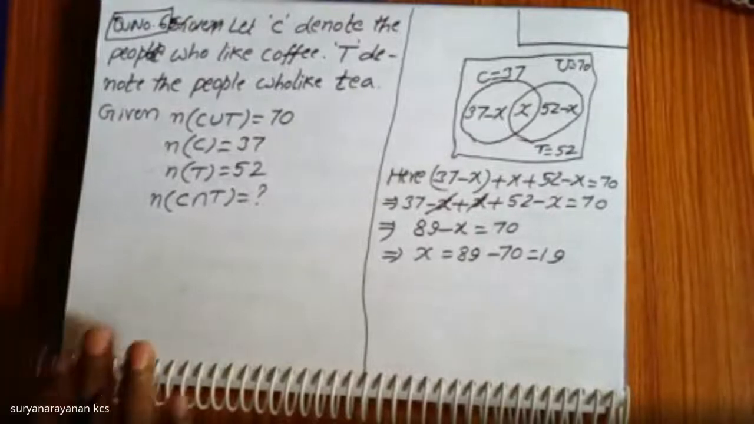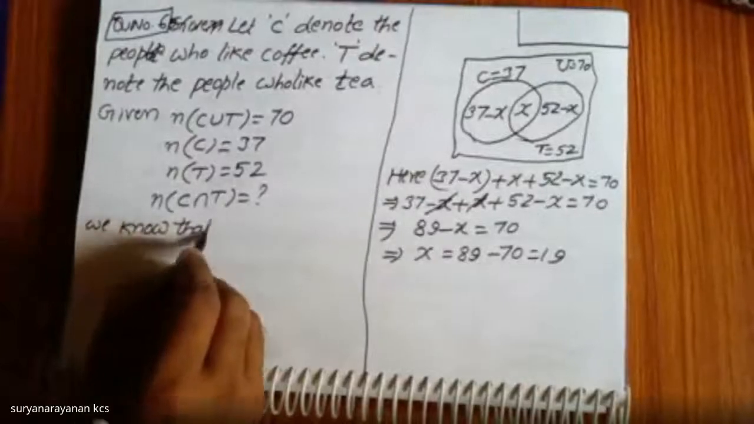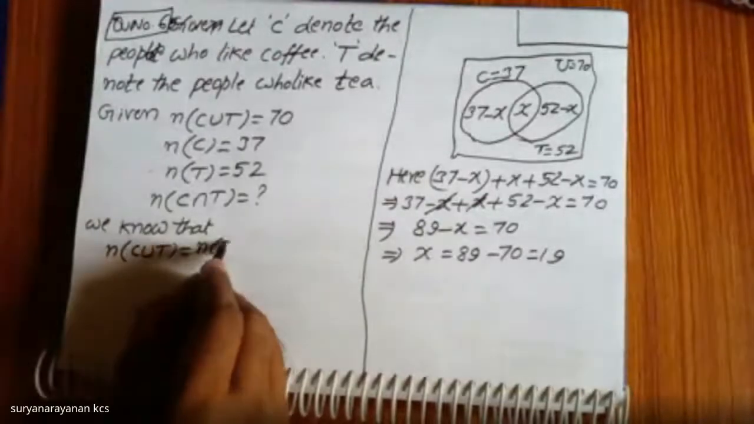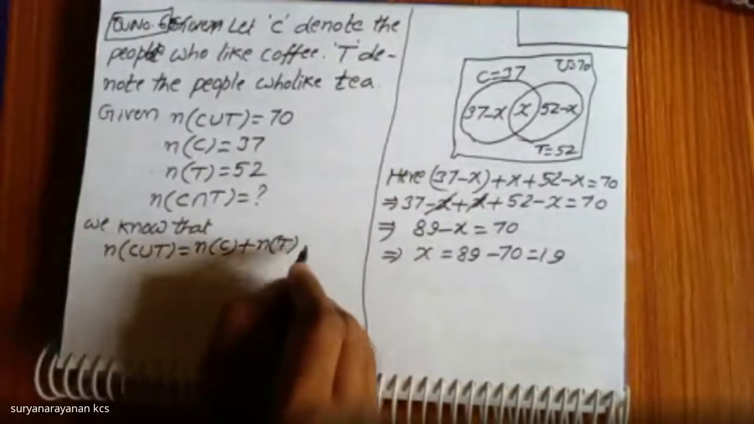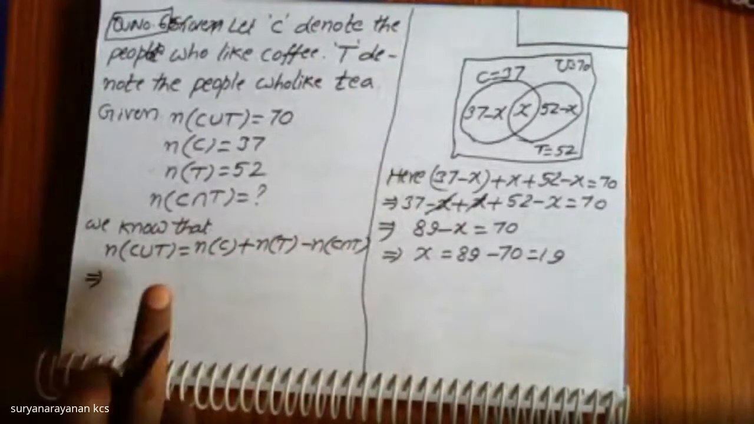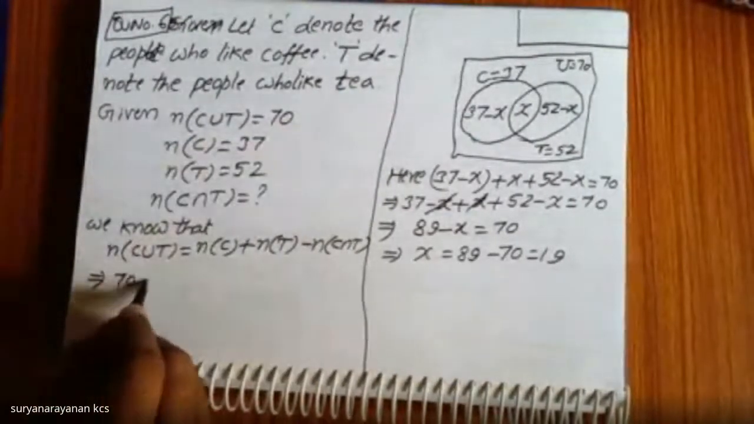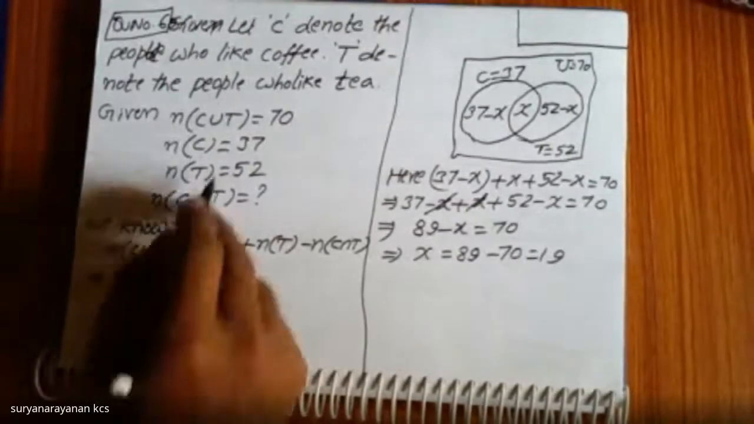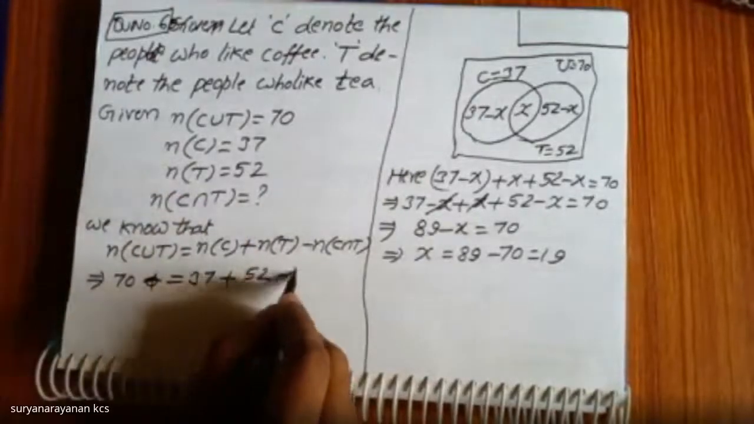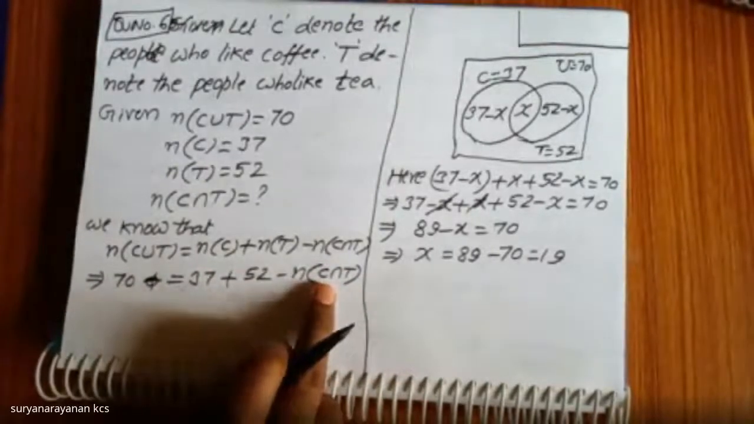Now we use that formula. We know that N of C union T is equal to N of C plus N of T minus N of C intersection T. Okay. In this formula, let us substitute the given values. What is N of C union T? 70. Plus what is N of C? 37. Plus what is N of T? 52. Minus N of C intersection T. This is unknown quantity. We have to find the value of this unknown quantity.